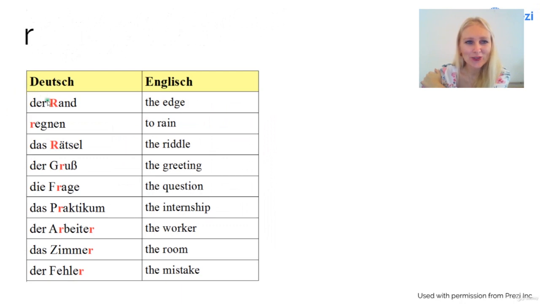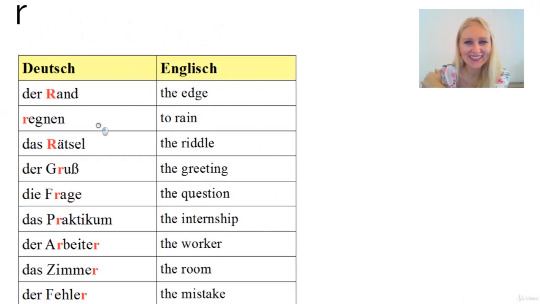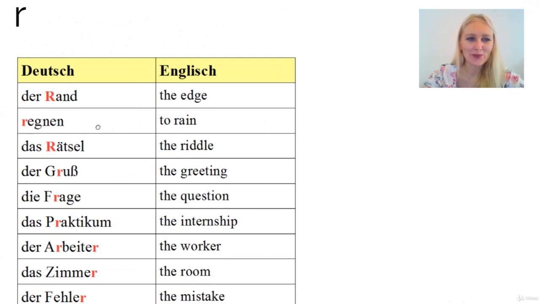So here the German R. Let's see how to pronounce it. First of all, we don't pronounce it like in the English language. We don't say R. There is nothing like that in the German language. So whenever you have an R and then you have a vowel right after that, you pronounce it from the throat. So here it's der Rand. You feel it vibrating here. Rand.